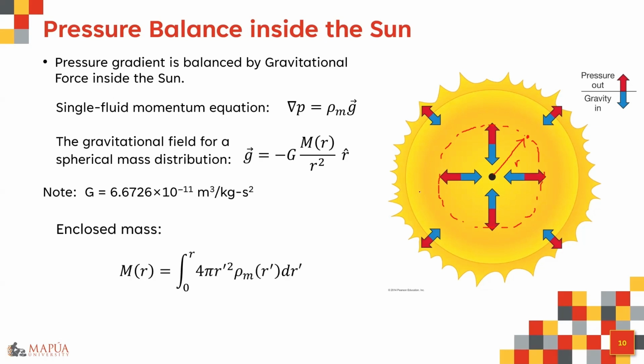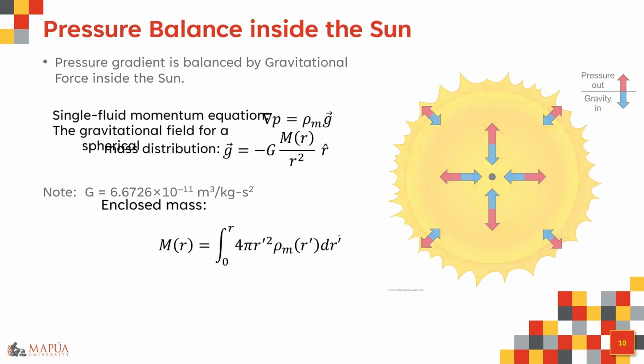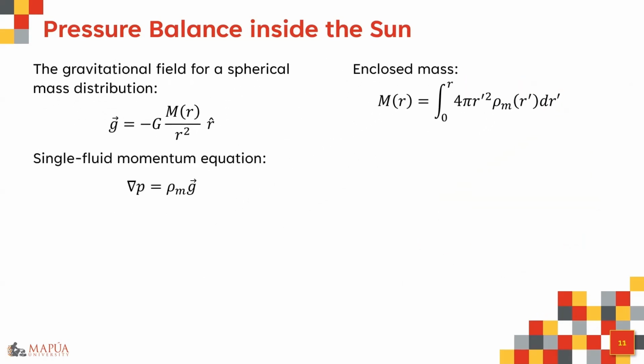Okay, so that's the integral of 4 pi r squared times the density, which varies with r, and then you integrate it. I'm sure you already remember that from your theoretical mechanics 1 class. So this is your enclosed mass. So using these three equations, let me just rearrange those equations like this.